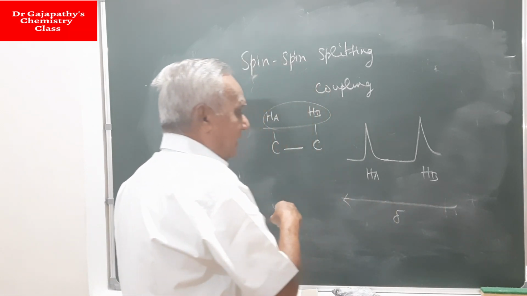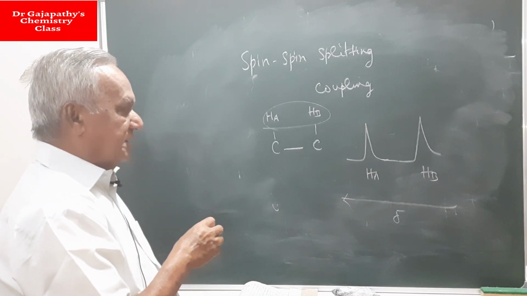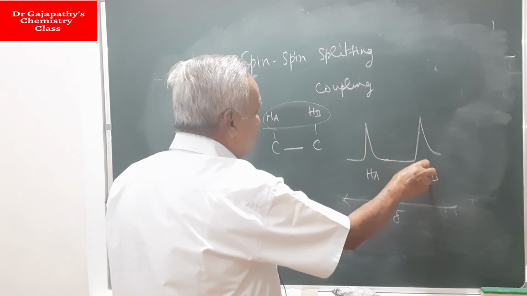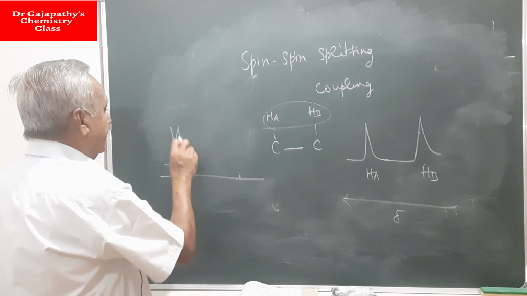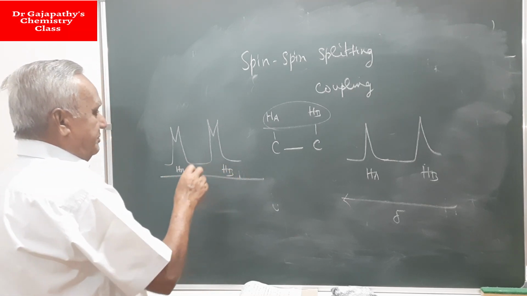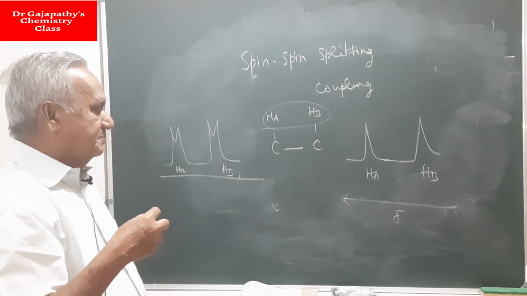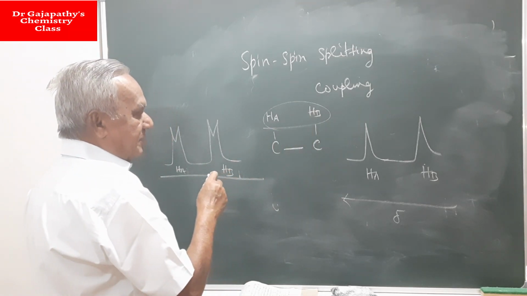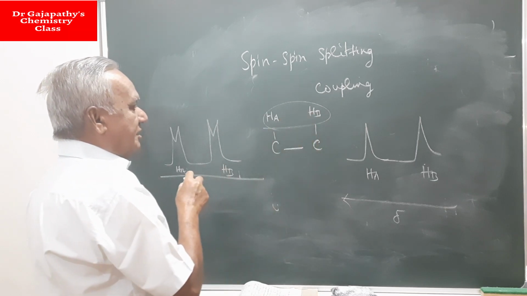Now we said when they couple with each other, this signal will be split into two and this will be split into two. So the actual spectrum will look like this. This is the signal of HA and this is the signal of HB. This is what is called spin-spin coupling or spin-spin splitting. On the adjacent carbon atom, how many protons are there? Plus 1 will be the splitting pattern. For HA, there is only one proton on the adjacent carbon atom.